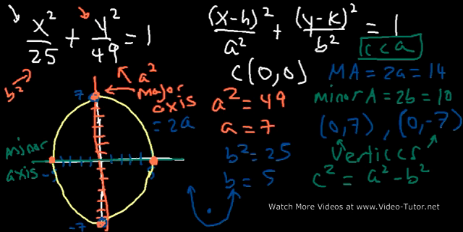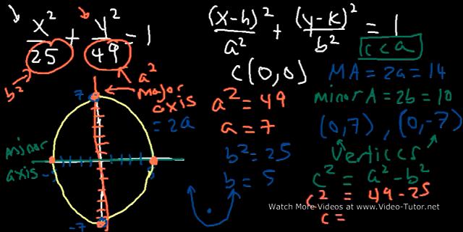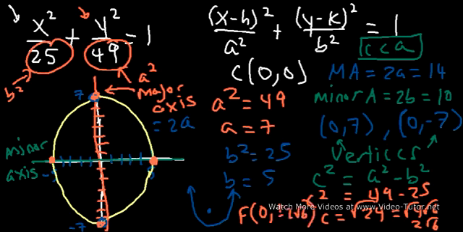But let's solve for C squared. We already know the value of A squared, and this is B squared, so it's 49 minus 25. And that's 24, but if you take the square root of both sides, the square root of 24, we can reduce that to root 4 and root 6. So it's 2 root 6. So the coordinates of the foci: x is 0, y is c, so it's plus or minus 2 root 6. As a decimal, 2 root 6 is about 4.89, so just under 5. So the foci should be somewhere over here and somewhere over here.